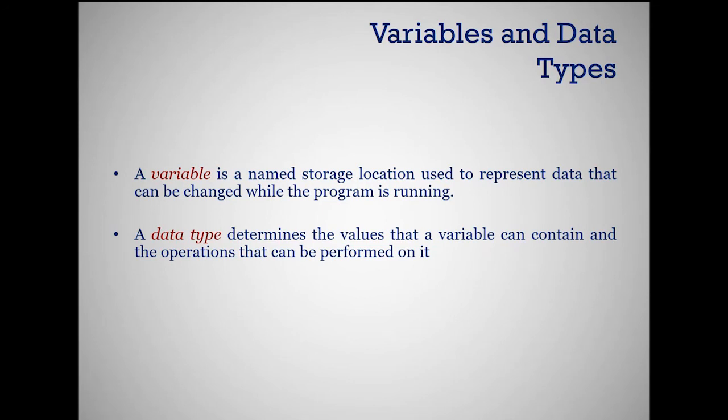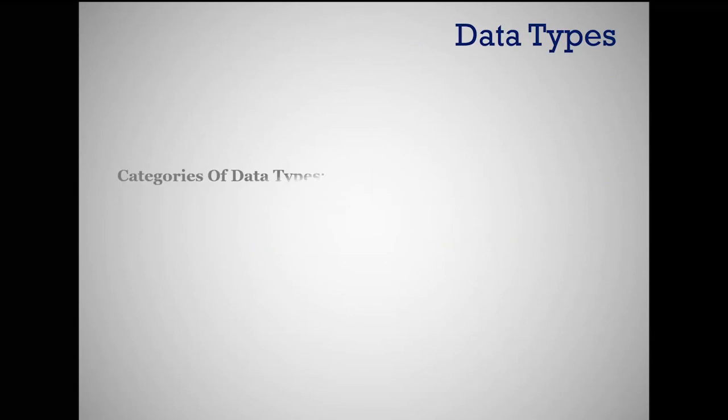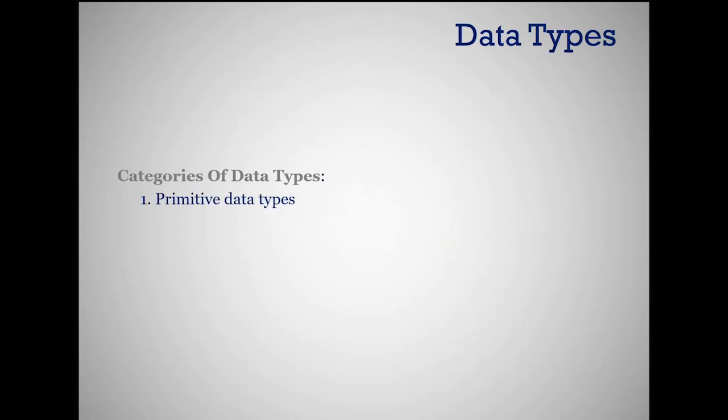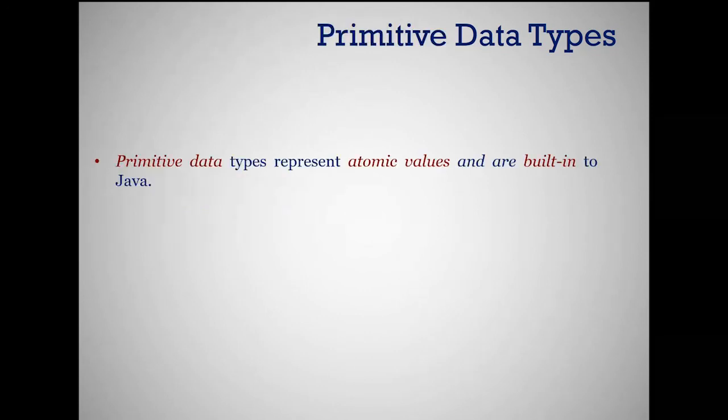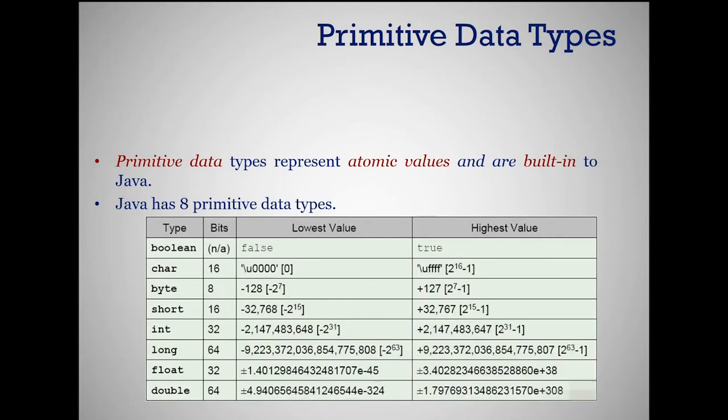Because if the container and what you put inside the container don't match, magkakaroon tayo ng problema nun. Okay? So the categories of data types that we have are primitive data types and reference data types. Those are the two types of data types that we have in Java. Okay? For primitive data types, we have atomic values that are built into Java. We actually have 8. These are the 8 primitive data types: Boolean, char, byte, short, int, long, float, double.